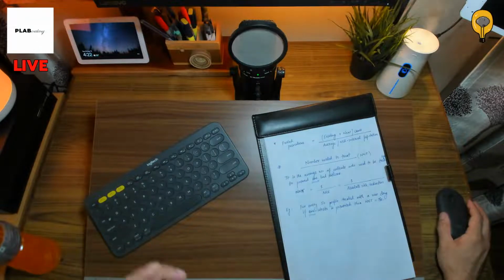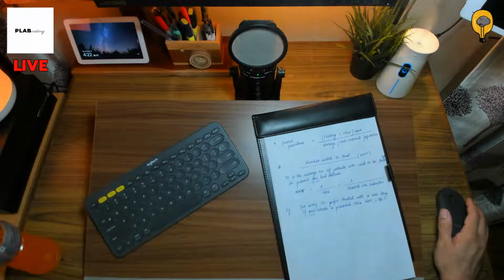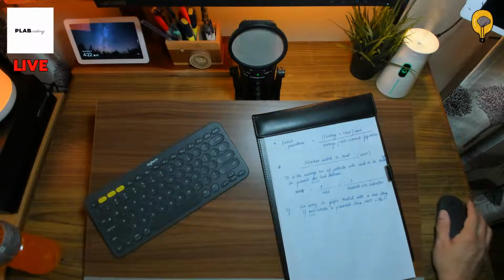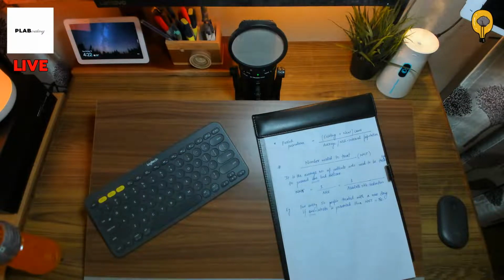Now in case of the table, if data is given, we have to make the table, and then we have to calculate the NNT by the formula that NNT is equal to 1 upon absolute risk reduction. Number needed to treat is equal to 1 upon absolute risk reduction. Now we know absolute risk reduction is equal to absolute risk of control group minus absolute risk of treatment group.